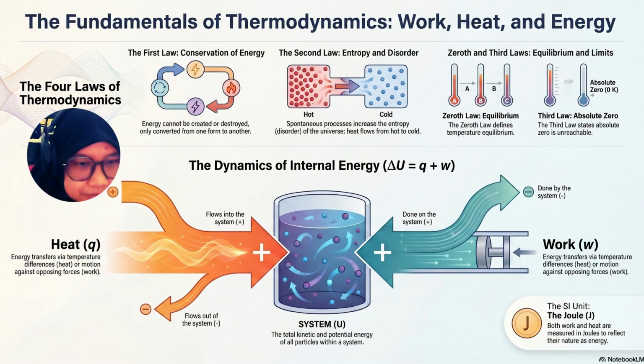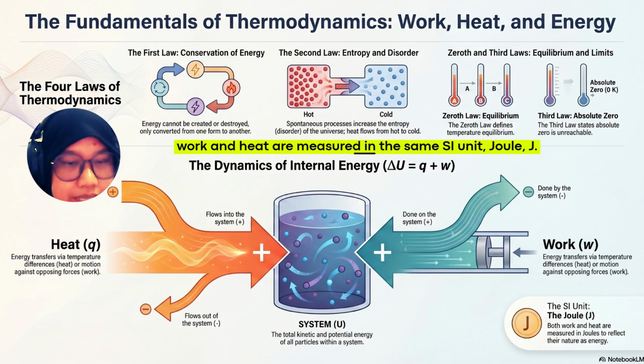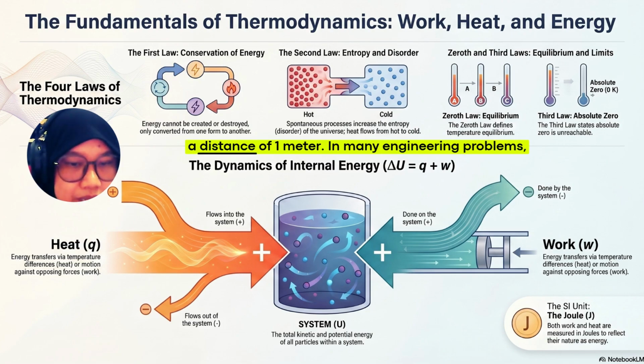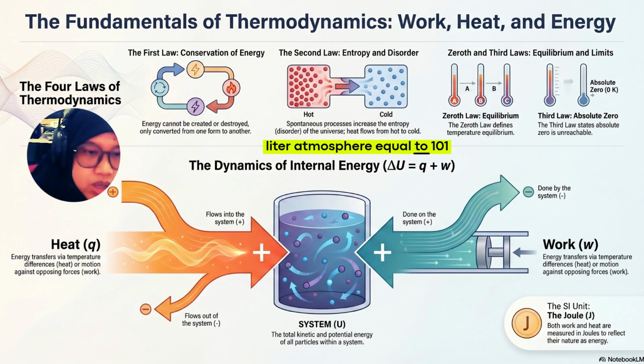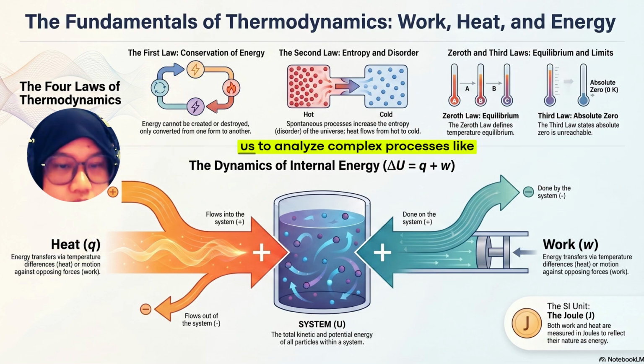For the units of energy, both work and heat are measured in the same SI unit, the joule, J. One joule represents the work done when a force of 1 Newton acts over a distance of 1 meter. In many engineering problems, you will also see liter atmosphere, L·atm, which can be converted to joules using the factor 1 liter atmosphere equals 101.325 joules.